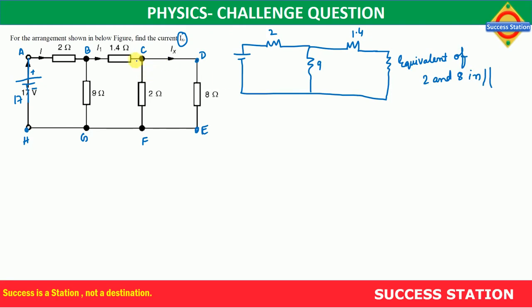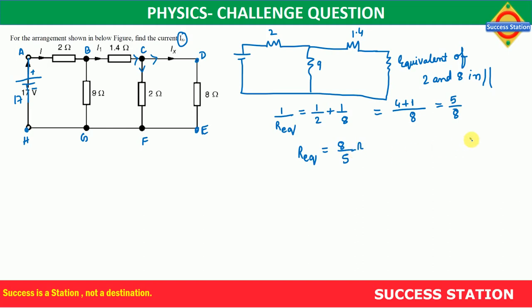We know they are in parallel because the current is getting two different paths. Is it clear? So how do we find out? 1 by R equivalent equals 1 by 2 plus 1 by 8. What will we obtain? We'll obtain the LCM as 8. We'll get 2 fours are 8, and 1. So we'll get 5 by 8. So the equivalent value will be 8 by 5 ohm.